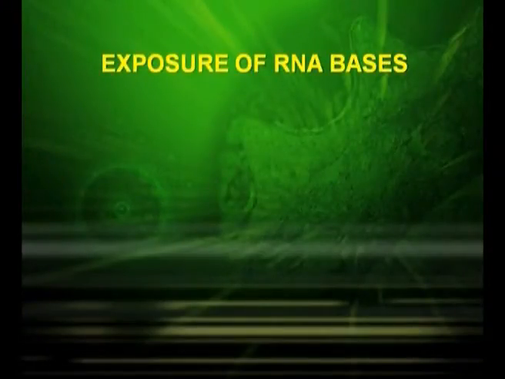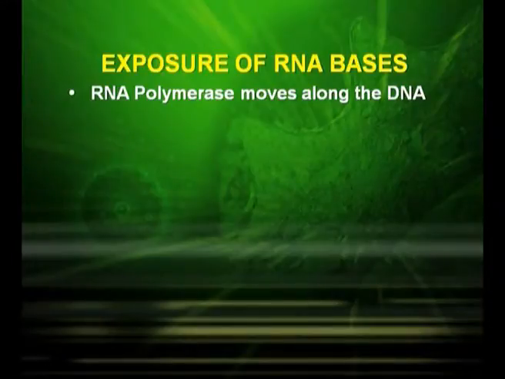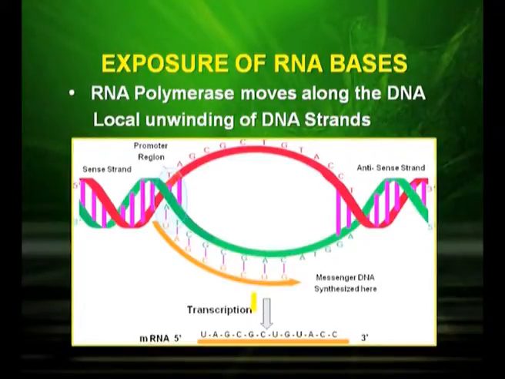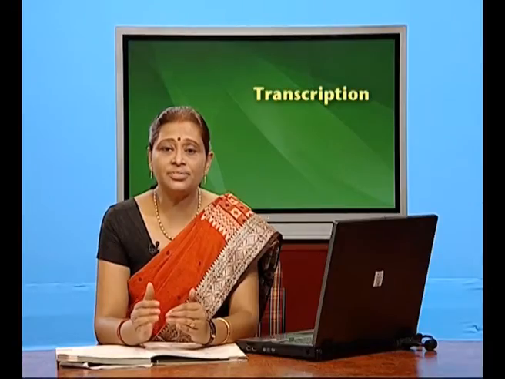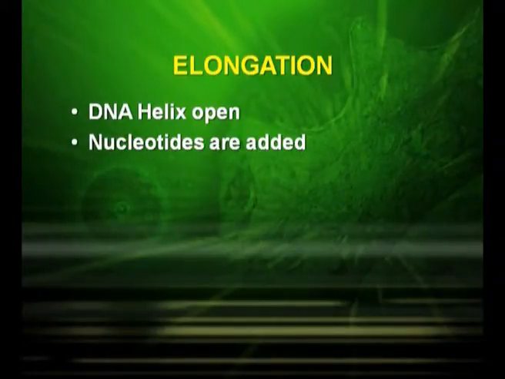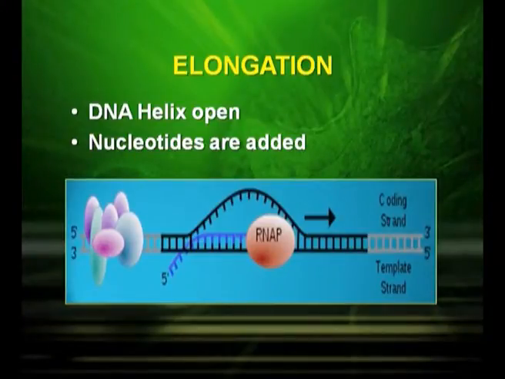So, during the initiation process, the RNA bases are exposed and the RNA polymerase moves along the DNA. There is a local unwinding of the DNA strand, which can be clearly seen in the picture, the winding and the unwinding of the two DNA strands. After the initiation process, the elongation process starts. The DNA helix opens, the nucleotides are added. The RNA polymerase which binds to the promoter region moves on and forms ribonucleotides.